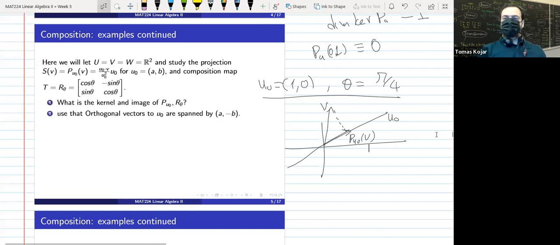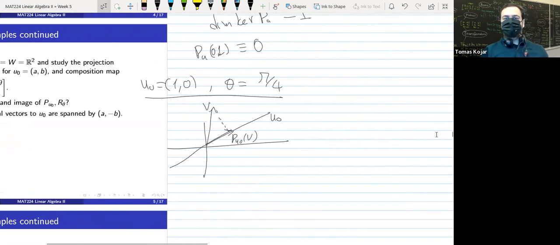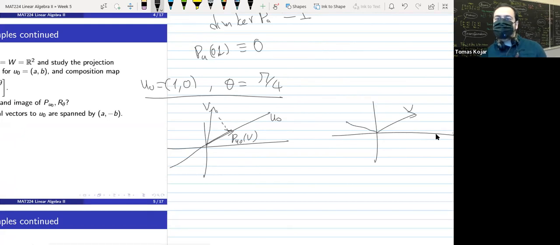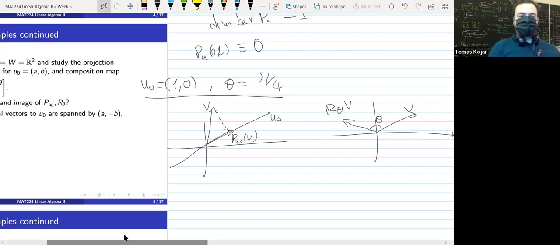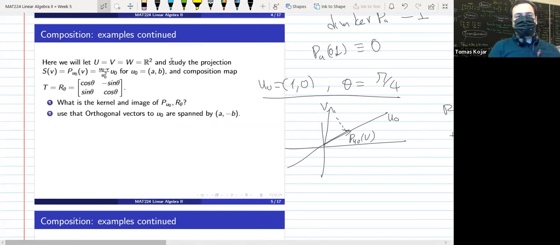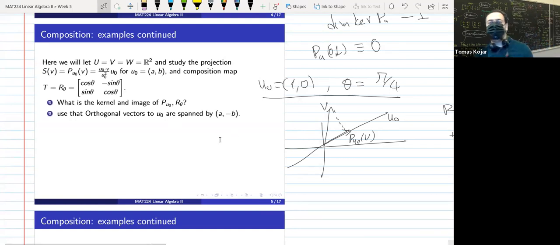And rotation takes the V and moves it by angle theta. So this is rho theta of V. Just turns it around. So then the question is, how does the composition work for these two? So you first rotate and then you project. So we're gonna check all our theorems for dimensions. All right. So let me ask you some questions.